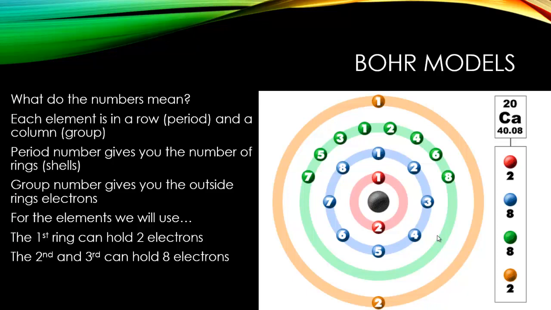If you take a look at calcium, calcium is in the fourth row on the table, which is why it has 4 rings, also known as shells. And it is in the second group, group 2, so that means the outside ring should have 2. For the elements that we're going to use, we're only going to go up to 3 rings, and we're only going to be using up to 8 electrons per ring with the elements that we use for this.